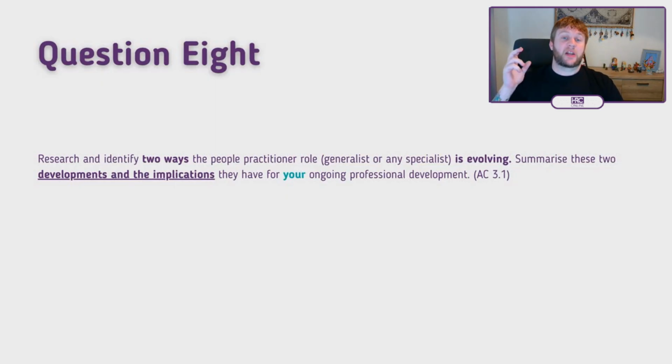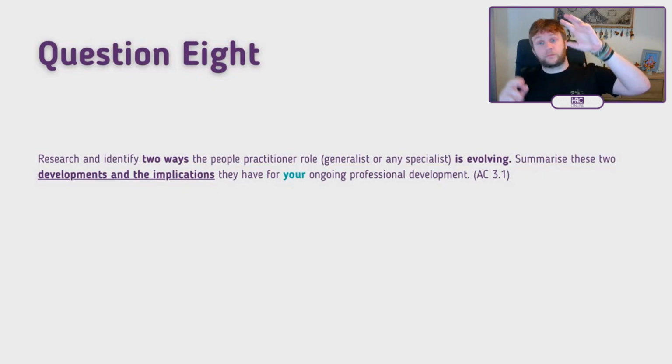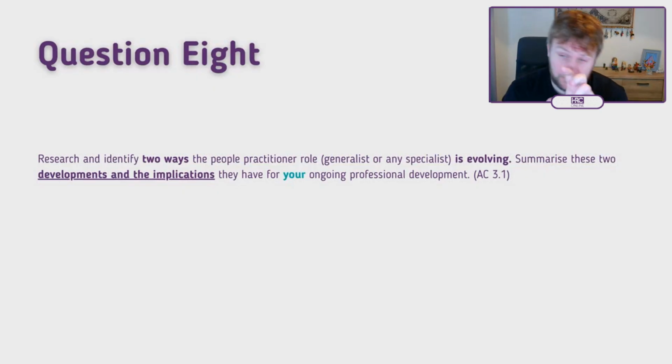Question 8. Research and identify 2 ways the people practitioner role, generalist or any specialist, is evolving. Summarize these 2 developments and the implications they have for your ongoing professional development. So 2 ways, developments and implications. Remember, you've only got 212 words for this.